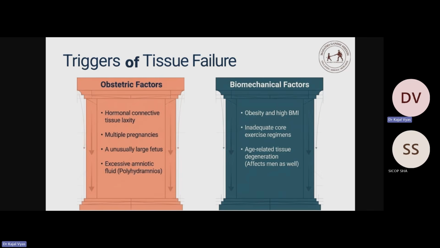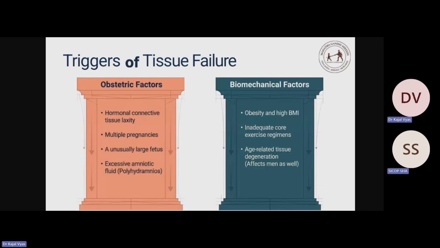Another most common factor is Sorry, ma'am. I'm not able to see your slide. Which one are you explaining right now? The slide defining the separation is currently visible on the screen. Can you just check it once now? Yes, trigger of tissue failure. Yes, now I am able to see. Is it fine now?